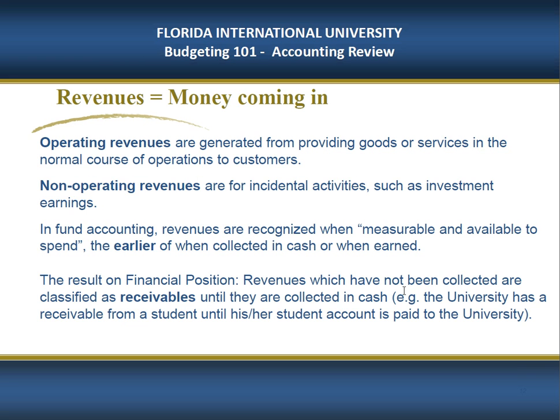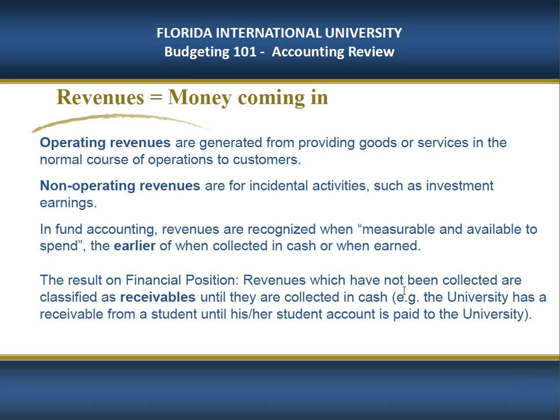Now in fund accounting, revenues are recognized when measurable and available to spend. Basically, the earlier of when you collect the revenue in cash or when you've earned it, if you have not yet collected it. When do we earn revenue? We earn revenue when we have actually provided the good or service, when we have a claim against a customer for payment.